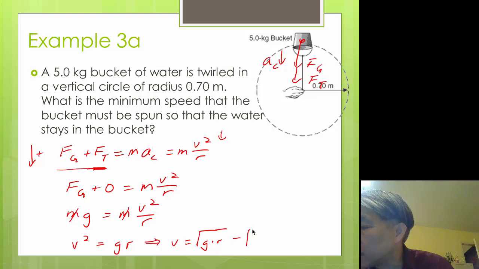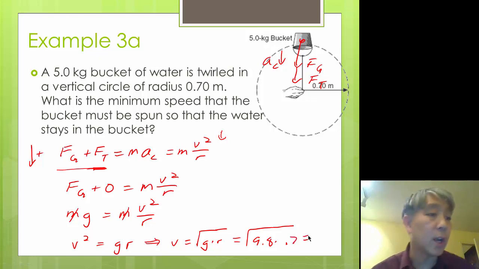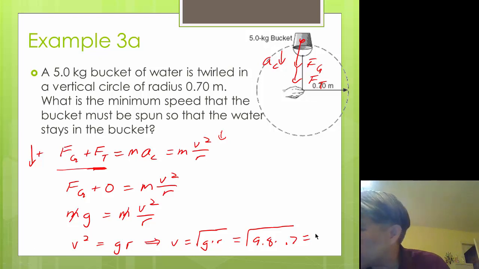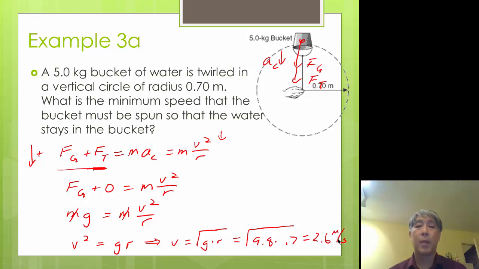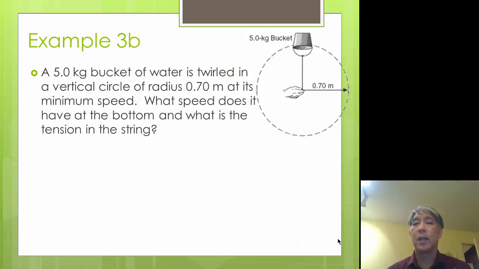Okay. So in this case, this is the square root of 9.8 times my r of 0.7, and that turns out to be about 2.6 meters per second, just meters per second. So that's kind of a min-max analysis. But the next one says, what speed does it have at the bottom, and what is the tension in the string when it's at the bottom?